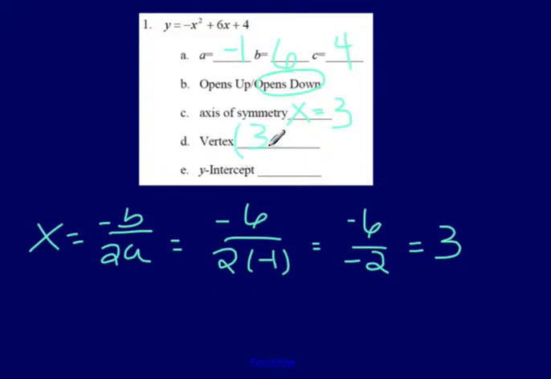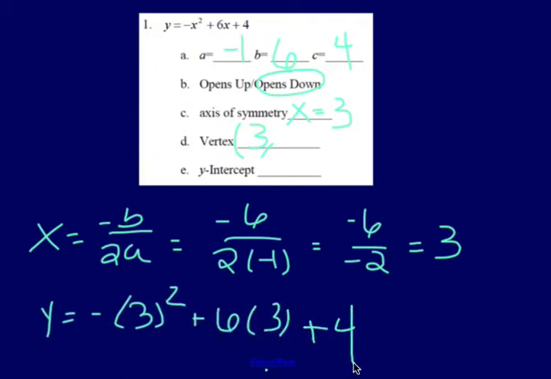Now we know that that's going to be the x-coordinate of the vertex. Now we want to get the y-coordinate of the vertex. So y is equal to, and I'm going to plug in 3 wherever I see an x. If you have a good calculator, you can plug it right into your calculator. So you get -3 squared plus 6 times 3 plus 4. Then your final answer is going to be 13. Remember that your y-intercept is going to come from your c value, which is 4.